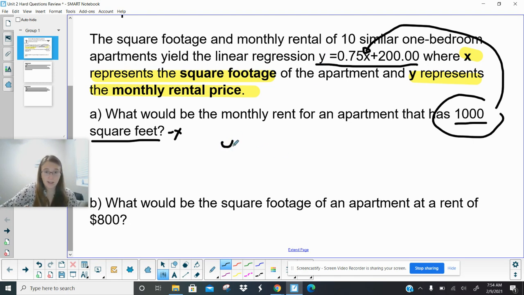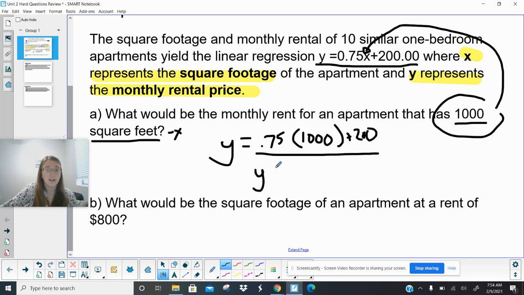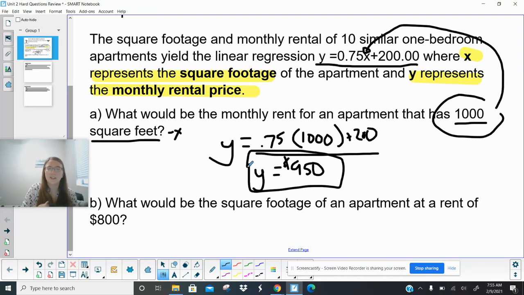So let's do that real quick. We have Y equals, I'm solving for Y, so I'm not plugging into Y, 0.75. X goes here, 1,000, plus 200. So this one is really simple. You're lucky if you get this one, because all you have to do is plug this into the calculator, because the Y is already by itself. So 0.75 times 1,000 plus 200, you get 950. So this is our answer. That's how much a 1,000 square foot apartment might cost. Again, a lot of times math is just an estimation tool. We're just estimating here. So that is one possibility.